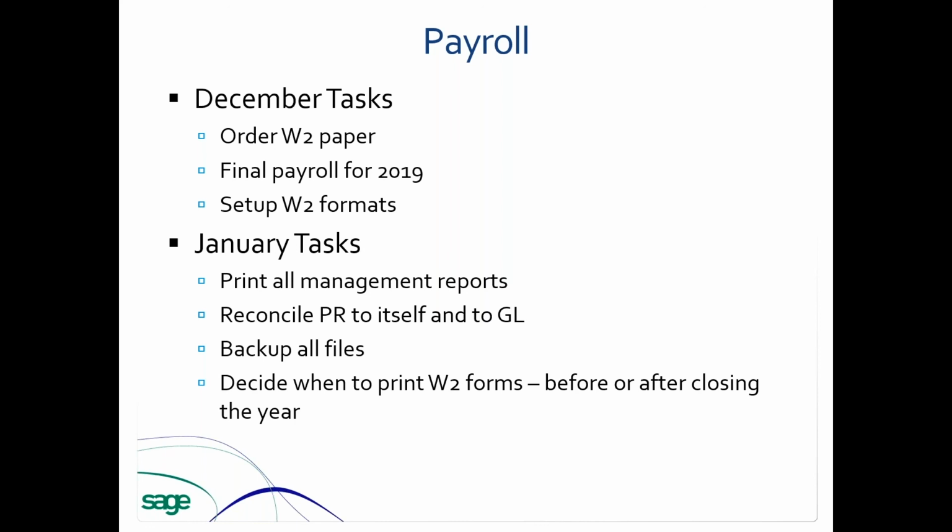Try to round up all of the adjusting entries or corrections that you need to make for 2019, and then process and post your final payroll for the year. You also want to take a look at the W-2 formats. Atrix does use the W-2 format setup out of Sage to define the boxes that are going to print on the form itself.